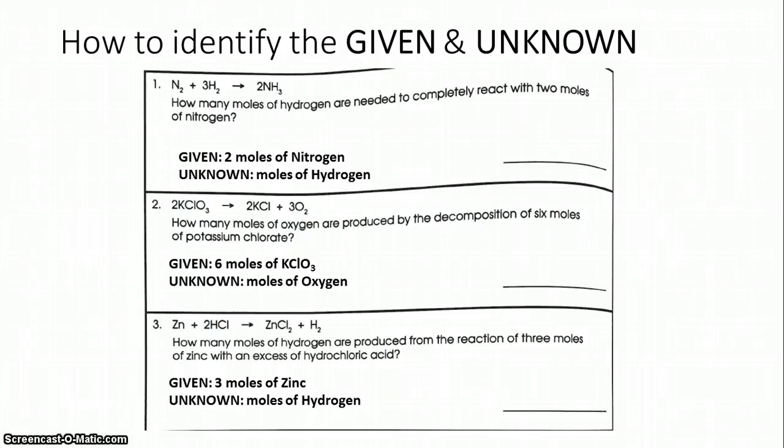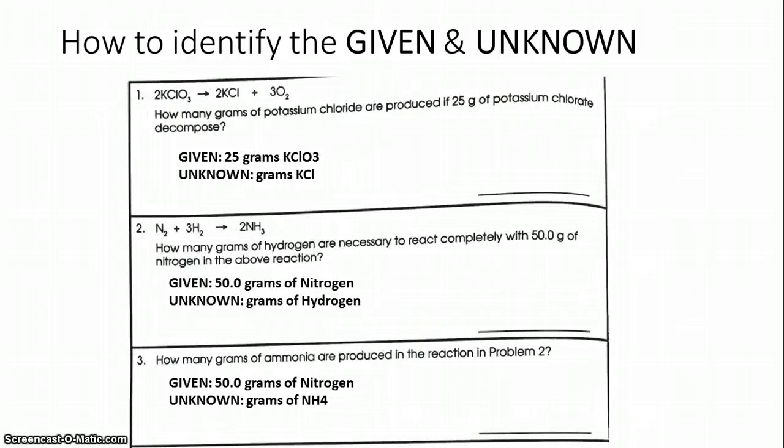Here are three example problems. It's literally just grabbing information from the word problem. These three examples here are just plain stoichiometry problems. There's no limiting reactants. So how many moles of hydrogen are needed to completely react with 2 moles of nitrogen? The given is always the number that you're going to plug into whatever math you're doing, whatever equation you're going to use. So it tells us 2 moles of nitrogen, and the unknown is what we're trying to solve for, moles of hydrogen. Alright? I'm going to show you an example of 3 more problems that are just stoichiometry. Pause, take a look, and see if it makes sense.